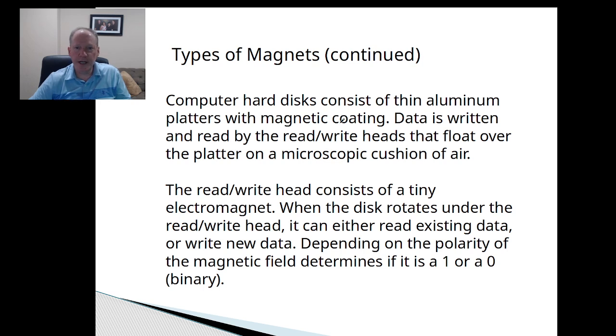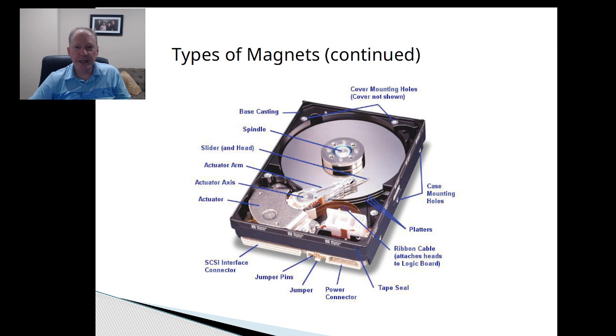Right? Hard drives are going to use magnetism, and it depends on the polarity of the magnetic field. It's either a 1 or a 0, so it's in binary. So here's the read-write head, and this is the platter that has the iron oxide on it, and then of course the spindle and the motor and all that stuff. And that's how the hard disk works.